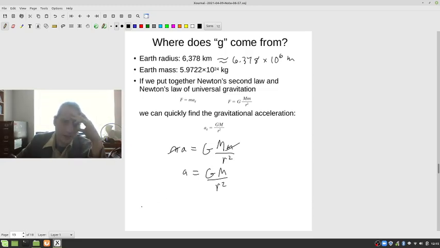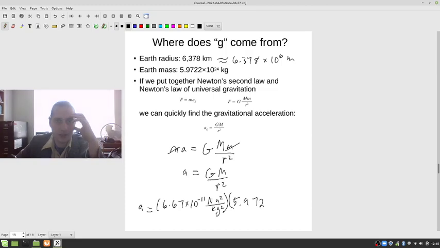Now, a good exercise to make sure that you're sticking things into the calculator properly is to actually try this out. So this is your newtons times meters squared over kilograms squared. That's your G. Your M should be 5.972 times 10 to the 24th kilograms.